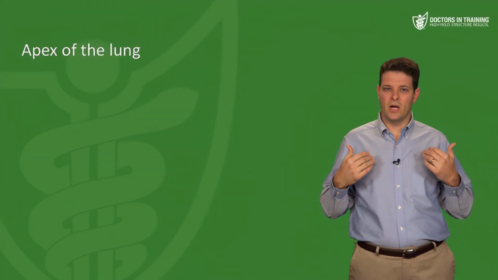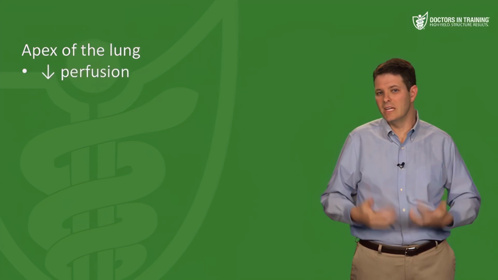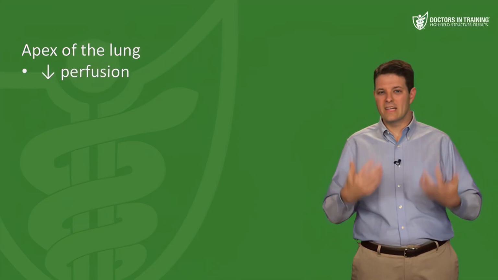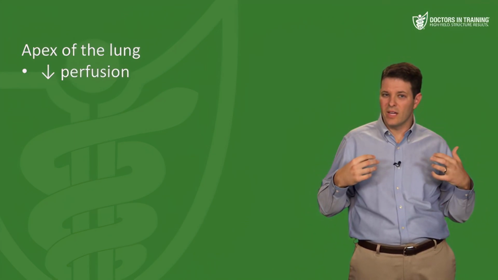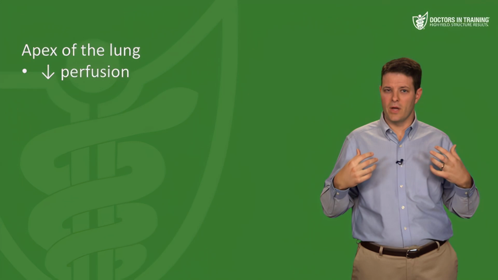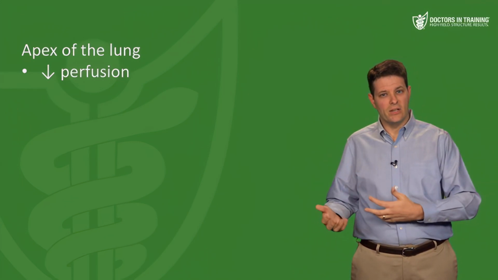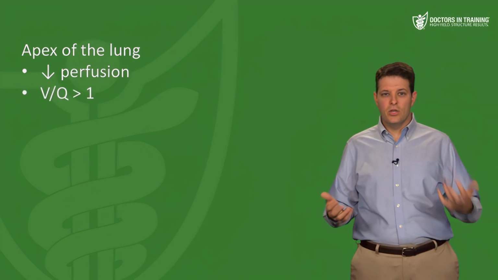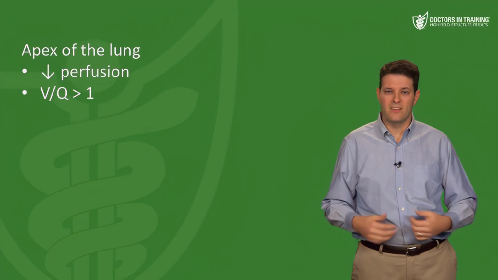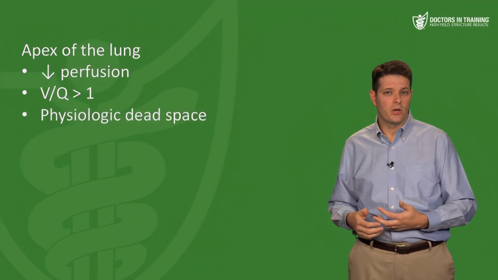In the apex of the lungs, gravity is working against blood flow, and perfusion is relatively decreased. This means that you're wasting a lot of the oxygen that's going into those apical alveoli. You're putting air into those alveoli, but because there's not much perfusion up there, you're not getting good, efficient gas exchange. So your V, or ventilation, is very high, and your Q, or perfusion, is low, and the VQ ratio is greater than 1. This is wasted ventilation. This is part of that physiologic dead space we talked about earlier.